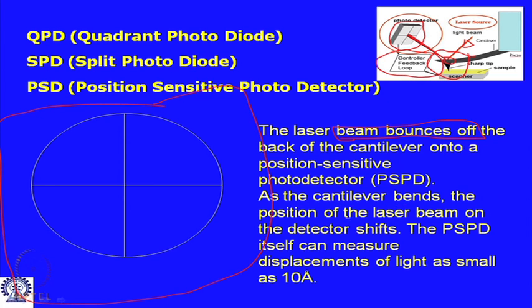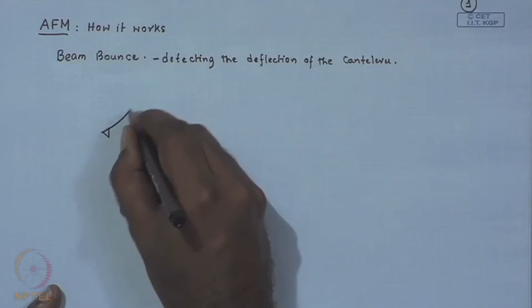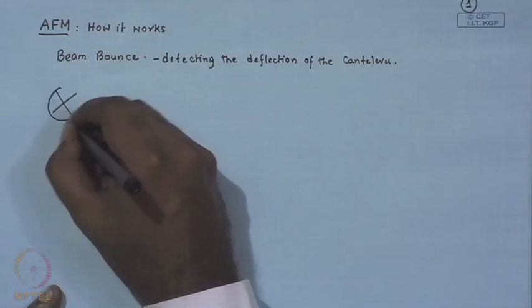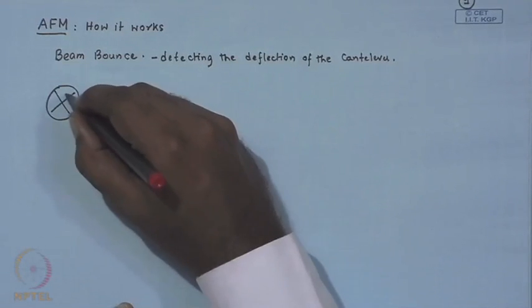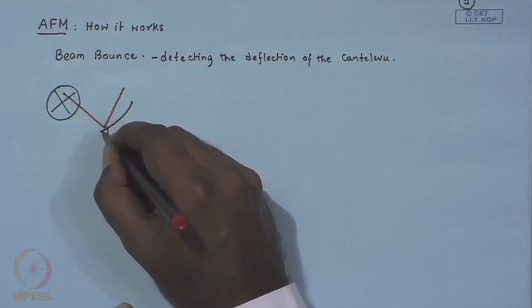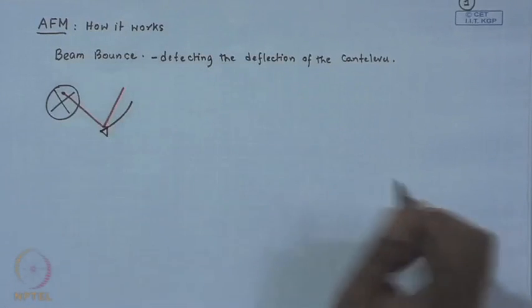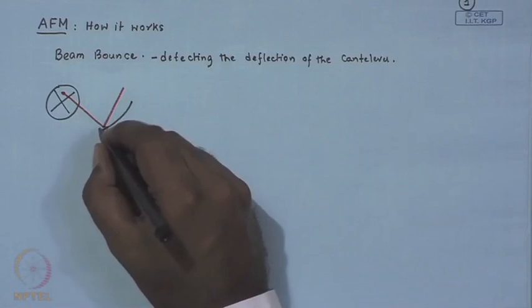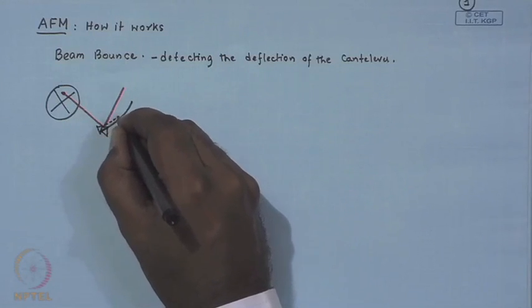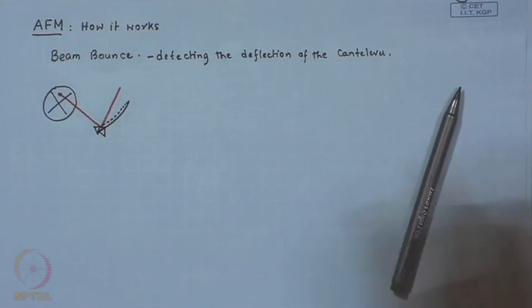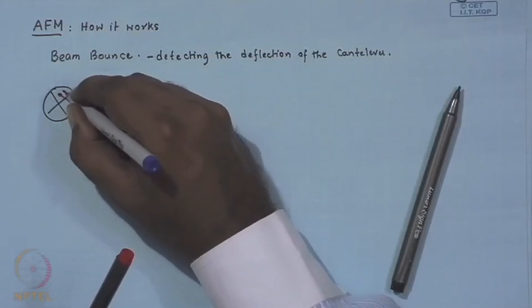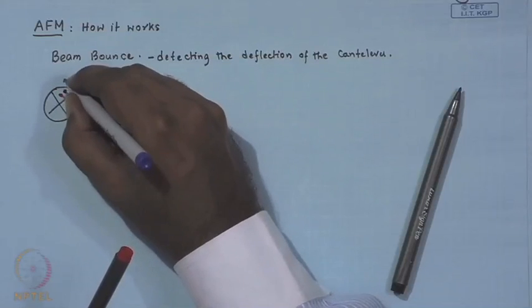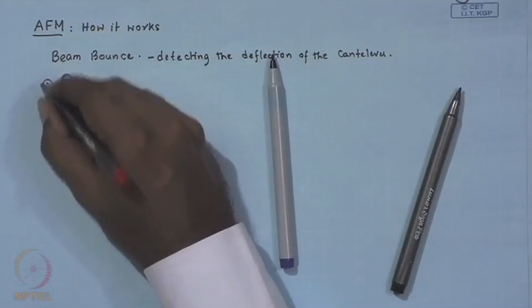As the cantilever bends, the position of the laser beam on the detector shifts. So, suppose you have a specific location of the cantilever, and you have this laser source out here. We will discuss all these things in detail. Let us say for this particular configuration, this is the spot where the laser beam is falling. Now, the moment the deflection changes, the laser spot shifts to some other location. Let us say this corresponds to 2, and this corresponds to 1.